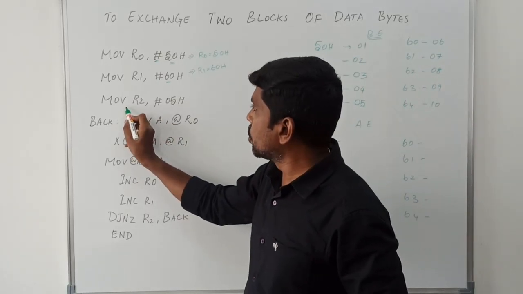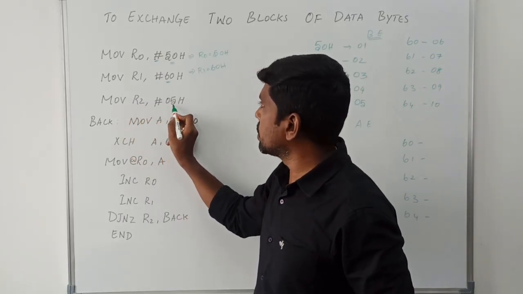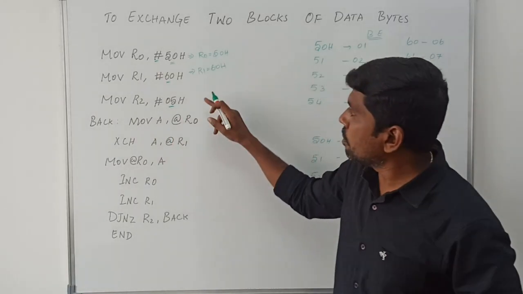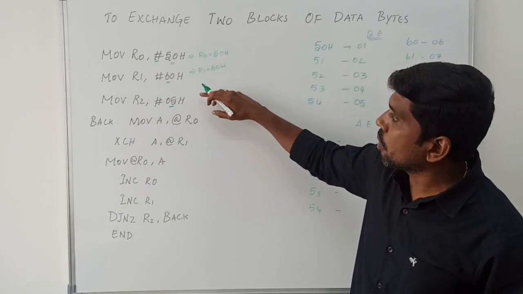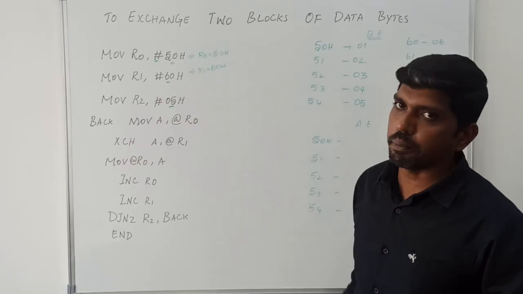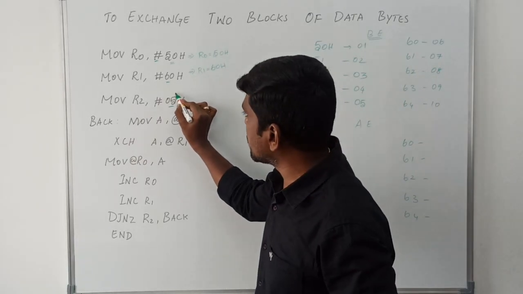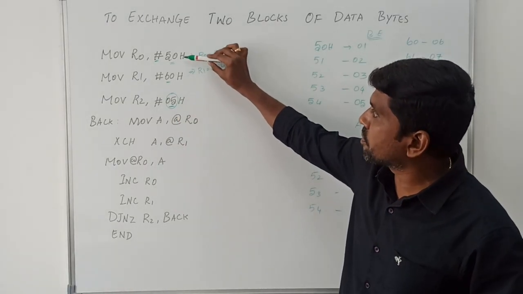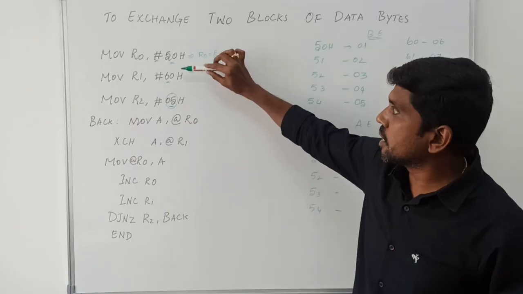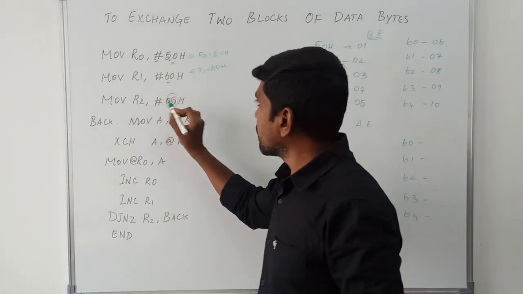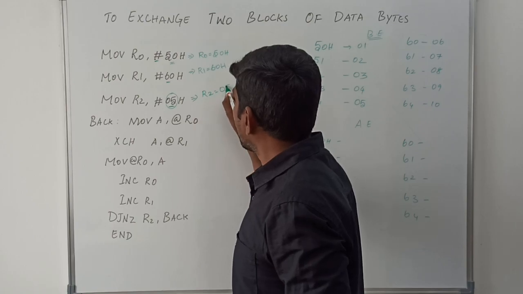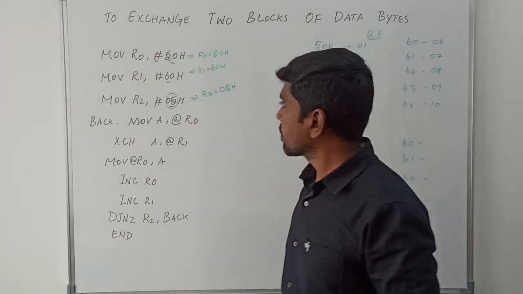The next one, MOV R2, #05H. So this 05 represents how many data are transferred or exchanged between these two memory locations. In this program, let us consider 5 data. So 5 data are exchanged from 50H to 60H, and 60H to 50H. After execution of this instruction, the R2 value is 05H.